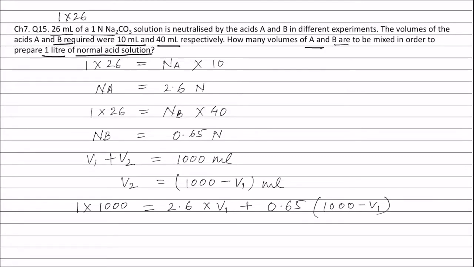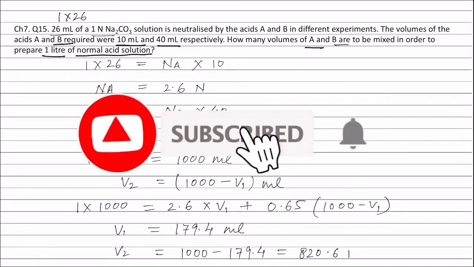Solving this equation, we get the value of V1 or volume of A equals 179.4 milliliters, and volume of B or V2 equals 1000 minus 179.4, which is equal to 820.6 milliliters.